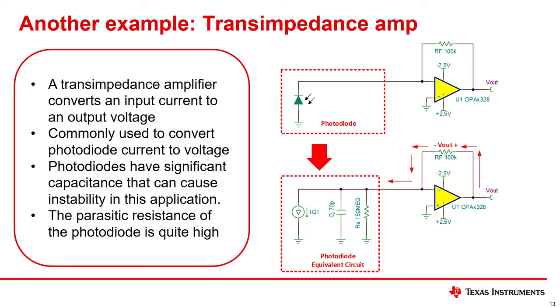Placing a 70 picofarad capacitance on the inverting amplifier input will likely cause a stability issue. This is especially true when large feedback resistors are used, and it's common to use large feedback resistors in transimpedance amplifiers. Therefore, it is a common requirement for photodiode circuits to need a feedback capacitor to counter the zero introduced by the diode junction capacitance.